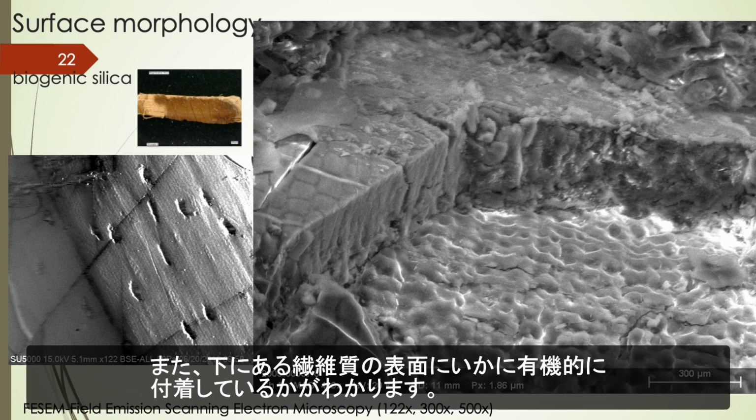What is also important to take away from that image is that the silica layer is organically bound to the fibrous layer underneath. So it's not that easy to separate that layer from the plant. And that is important information for conservators, as I'll explain in a moment.